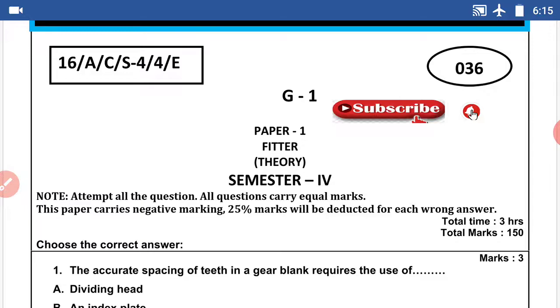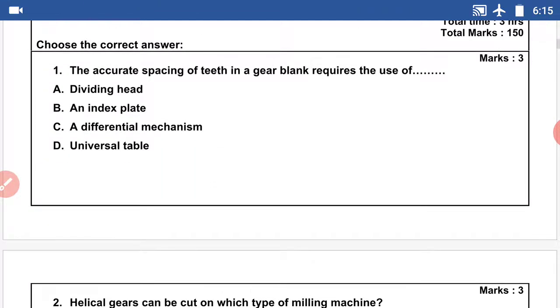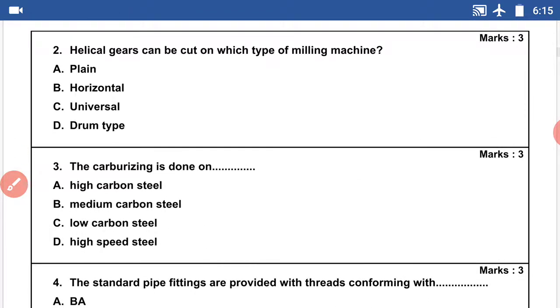Let's come to the subject. Question number 1. The accurate placing of teeth in a gear blank requires the use of dash. The answer is option A, correct answer: dividing head. Question number 2. Helical gear can be cut on which type of milling machine? The answer is universal, option C.